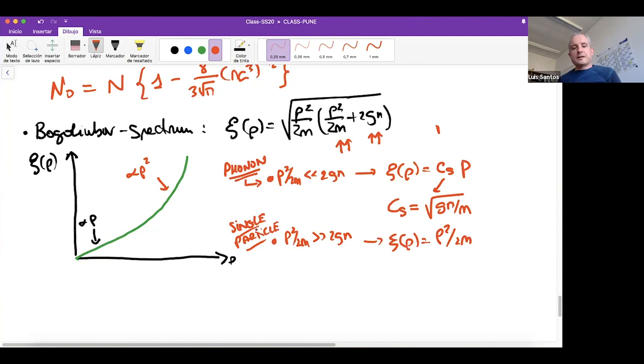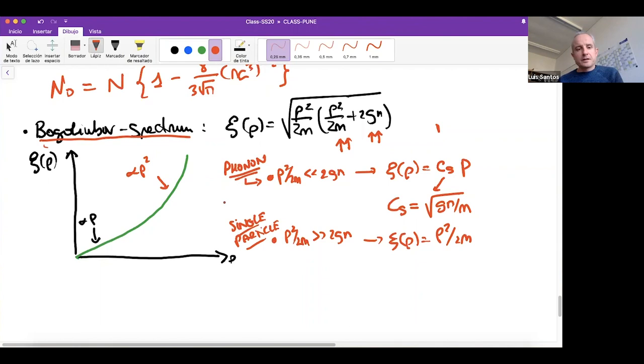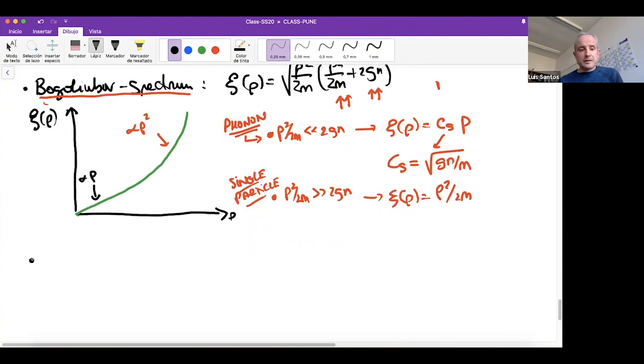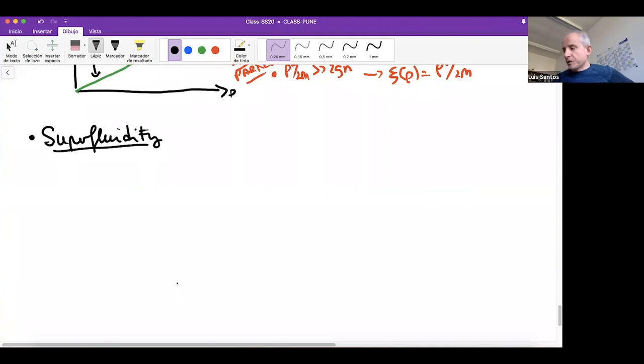The fact that the dispersion has a linear dependence at low momentum is extremely important, because it's directly related to an idea which is very important, of course, which is the idea of superfluidity, which you have probably heard many times. The idea of superfluidity is directly linked with the fact that there is a linear part in the spectrum. So in order to understand why superfluidity is directly linked to that, we are going to follow a way of reasoning which was introduced by Lev Landau in the 40s of the last century, which is the following.